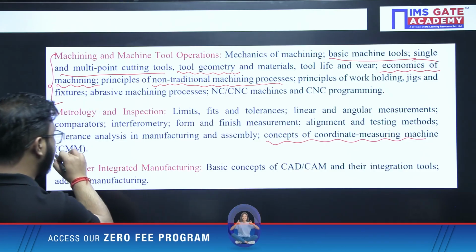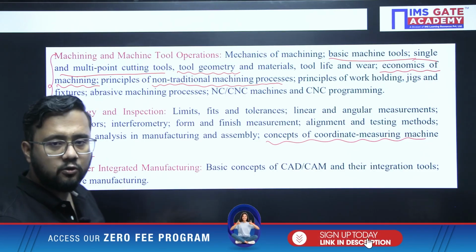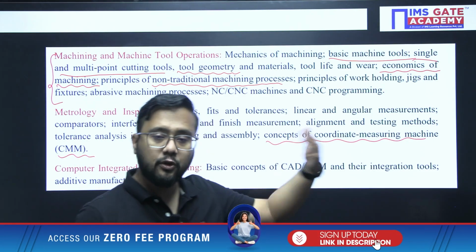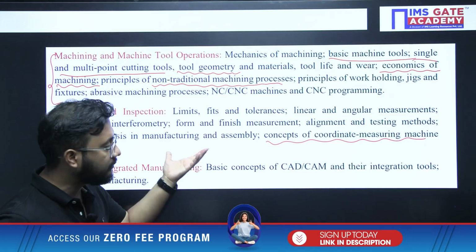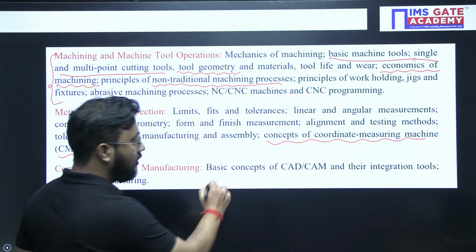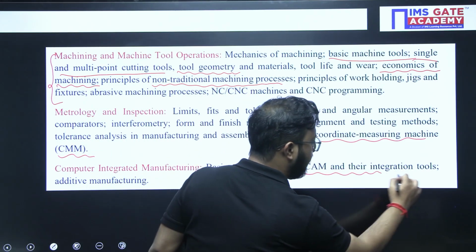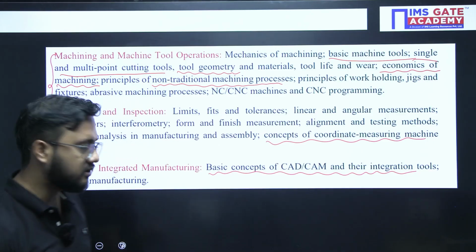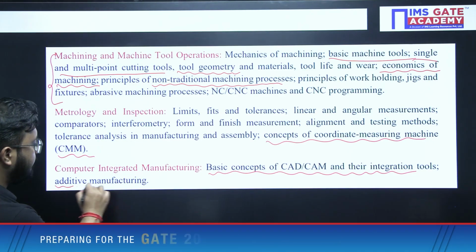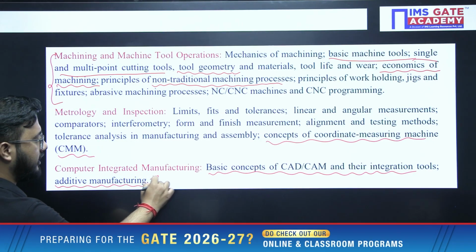Okay, so don't forget this topic, this is a very new topic here. For the last few years we have seen questions coming from that particular topic as well, and also from the basic concepts of CAD CAM and their tools as well. And then this additive manufacturing part was also a very good topic here.